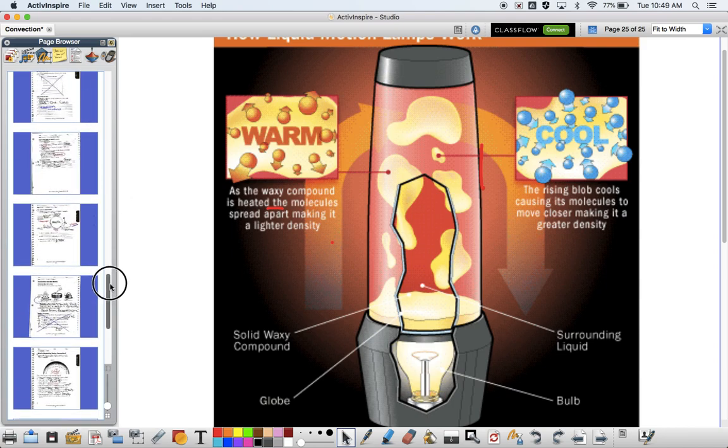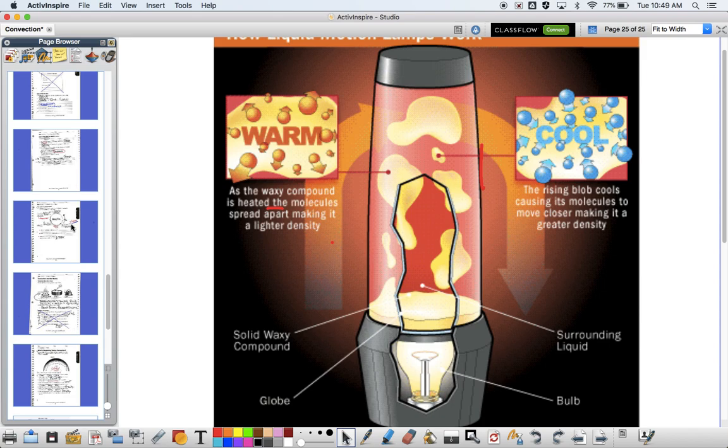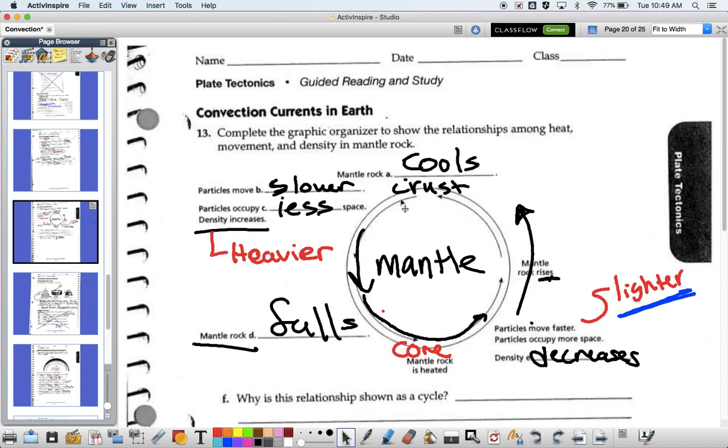So in the mantle, which is under an amazing amount of pressure, the mantle works the same way. The heat source is the core. It's extremely hot, like surface of the sun hot, okay? And what that does is heat up the mantle.